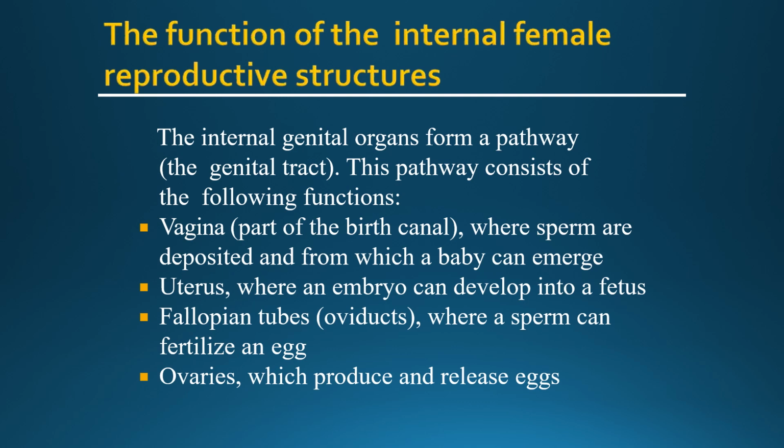Vagina, the part of the birth canal where sperm are deposited and from which a baby can emerge. Uterus, where an embryo can develop into a fetus. Fallopian tubes or oviducts, where a sperm can fertilize an egg. And the ovaries, which produce and release eggs.